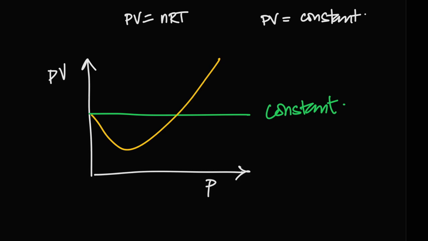Point number 5, or the major assumption, was that we assume that gases have no intermolecular forces. We know that to be false because we know many gases to have hydrogen bonding. We know many gases to have very strong van der Waals forces. Now that affects this relationship.